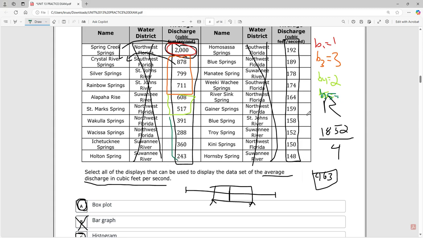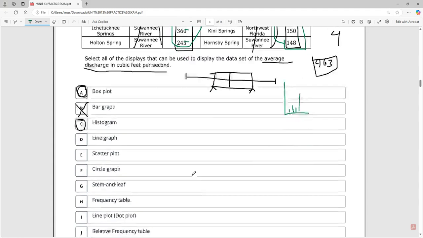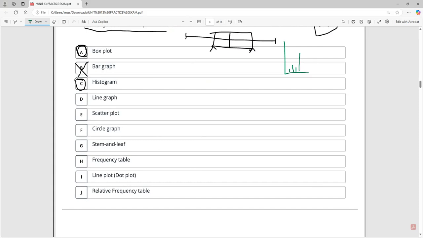all of these from here to here. So most of them are, that's 1, 2, 3, 4. There's 14. So my histogram would look something like this: 1, 3, 2, 14. That's what my histogram would look like. Okay. So anyway, histogram works.